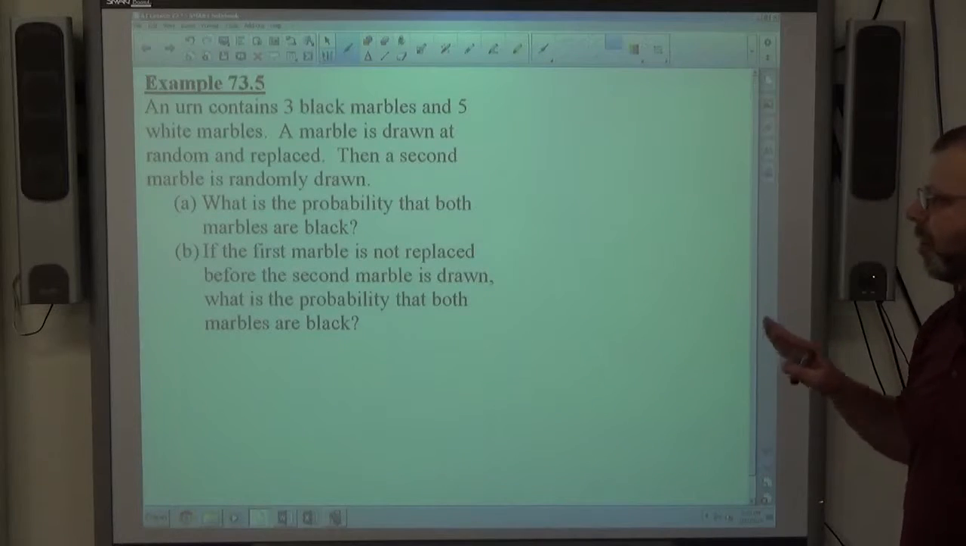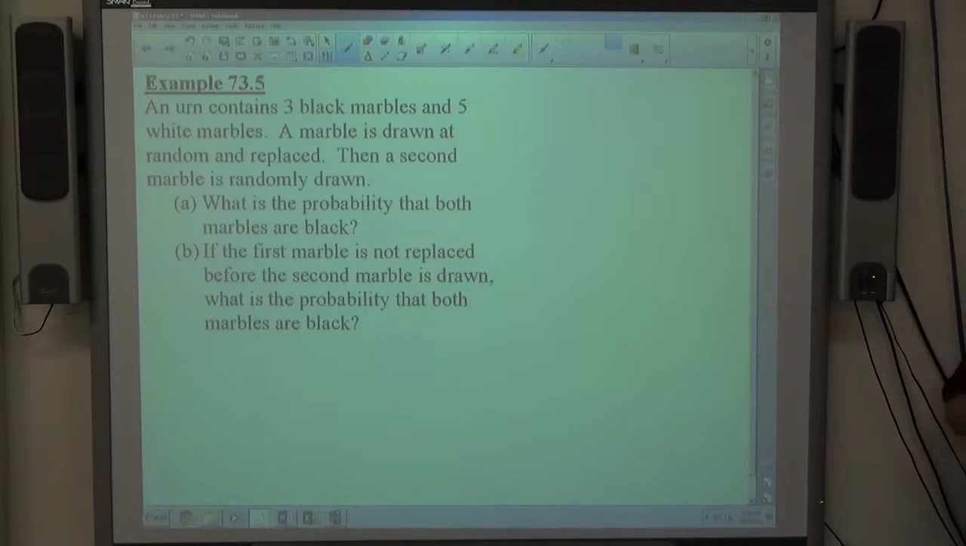The last two examples involve probability of a multiple pick situation, but we're going to make the rules either with replacement or without replacement. Okay, let me say that. And let me say one other thing about this with replacement, without replacement thing.